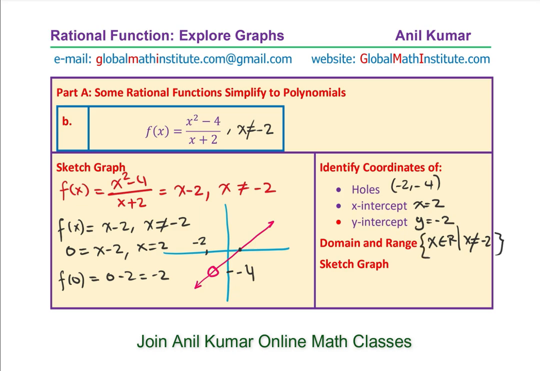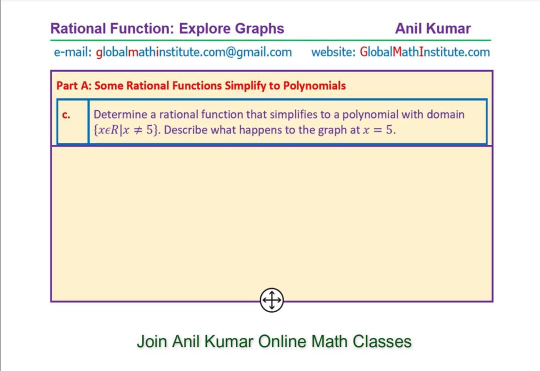Now, as far as the graph is concerned, you see it looks like a straight line with a restriction, a hole at minus 2, minus 4, correct? So once again you saw that this rational function could be written as a polynomial, right? But there is a restriction, and that restriction is because the denominator factor cancelled, leading to a hole, right? And this time we got a straight line. Perfect. Now, let's move on and take the next question.